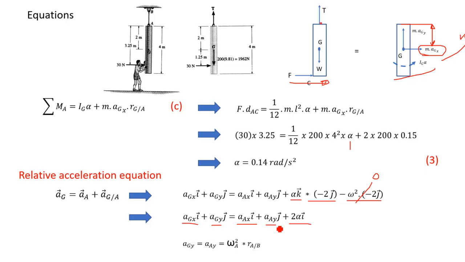So by solving and finding the relation, we can say that the AGY is going to be equal to the AAY, and this will be equal to the omega square of the A multiplied by the RA relative to B. So we are going to choose this value. We know that the omega is equal to 0, so this will come back to 0. Now we just solve that the AG in the y direction is equal to 0. Now we're going to put that in equation 2, and we come to the conclusion that the tension is going to be equal to the weight. That's it. The problem has been solved.